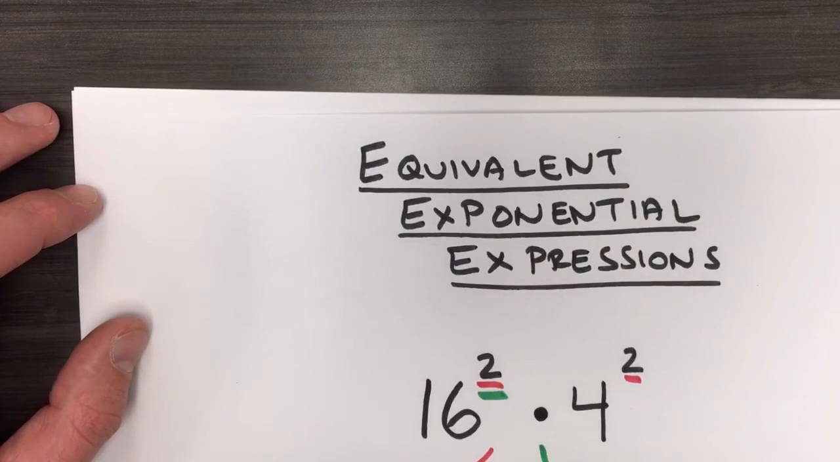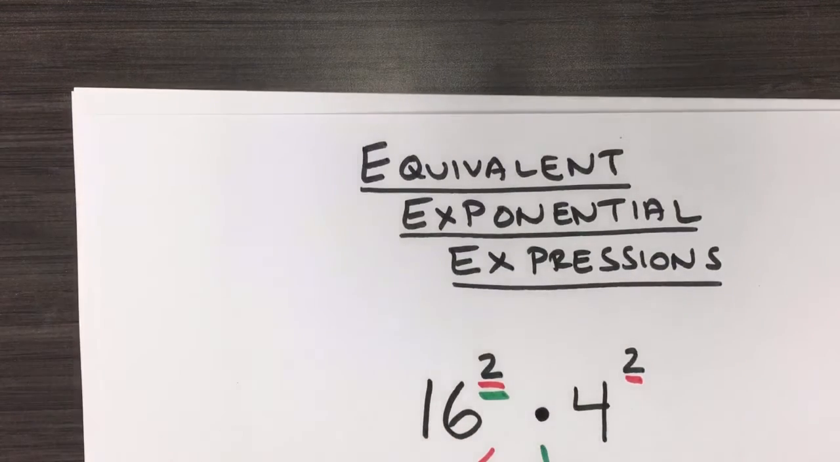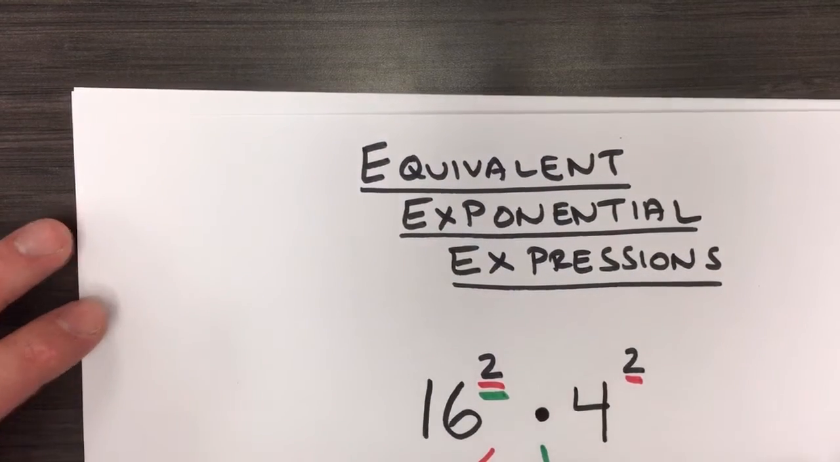So really quick, I want to talk about equivalent exponential expressions. What that means is how we can take an exponential expression and then create an equivalent version of it. Meaning, how can I make an equal expression? So here I have 16 squared times 4 squared.